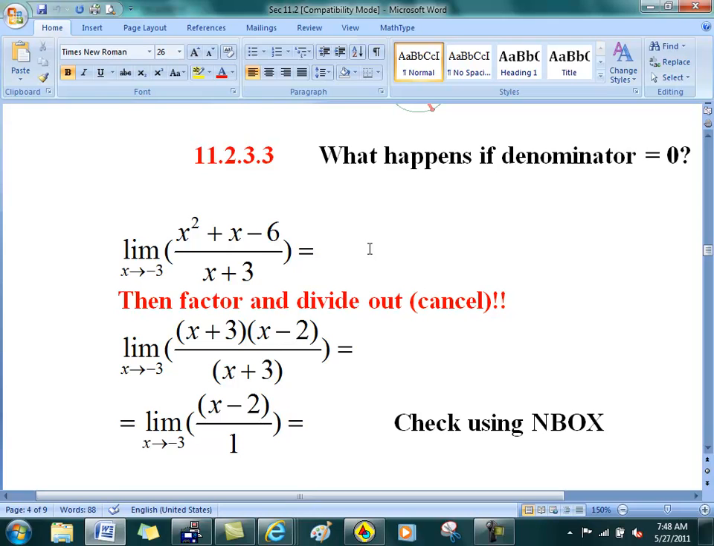Now, what happens if the denominator does go to 0? And we've done this kind of problem yesterday, okay? We kind of did it yesterday as well. And it tells you what to do, okay? It tells you what to do.